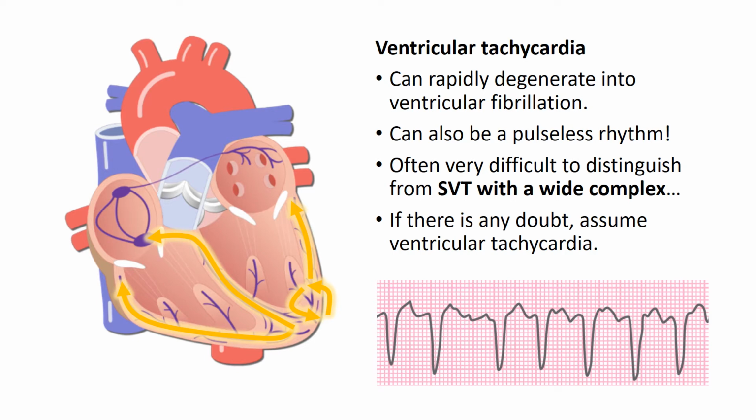So the rule of thumb here is that if there's any doubt, you should just assume that that fast, wide complex you're looking at is VTAC, because that's going to be the most concerning finding. It's going to be the most unstable one, and it's not one that you're really going to want to sit on and analyze that ECG for too long without doing something about it. All right, that's it. So let's summarize what we talked about so far.